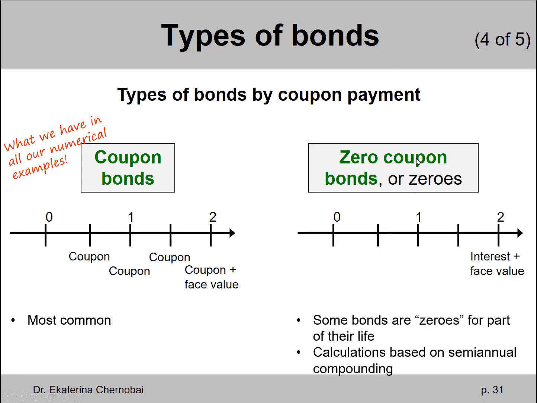There are bonds which have no coupon payments. They're known as zero coupon bonds or zeros. So there's just the face value at the end and one large interest payment together with the face value.